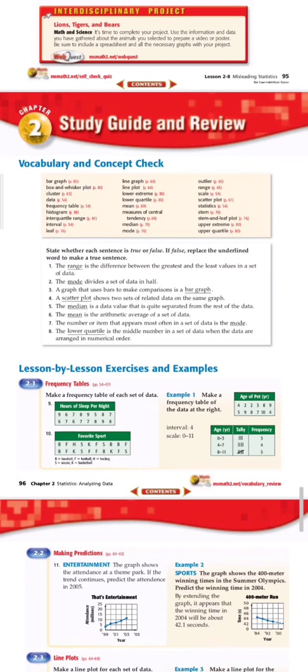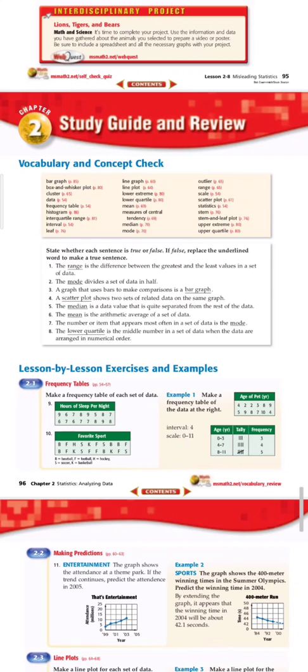1. The range is the difference between the greatest and the least values in a set of data. 2. The mode divides a set of data in half. 3. A graph that uses bars to make comparisons is a bar graph. 4. A scatter plot shows two sets of related data on the same graph. 5. The median is a data value that is separated from the rest of the data. 6. The mean is the arithmetic average of a set of data.